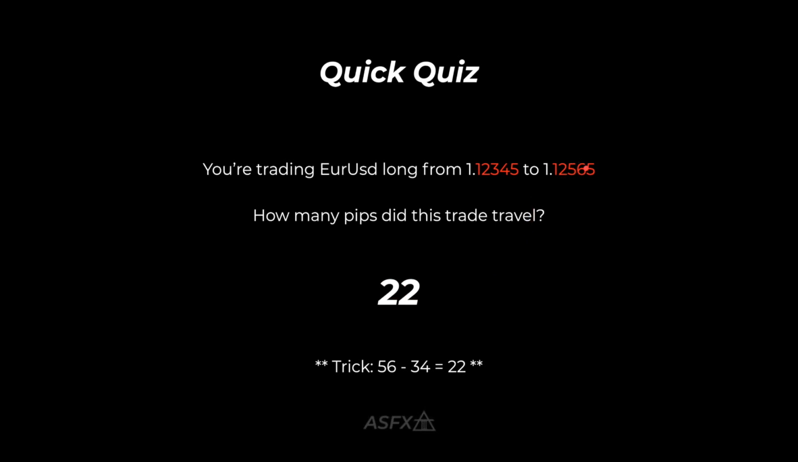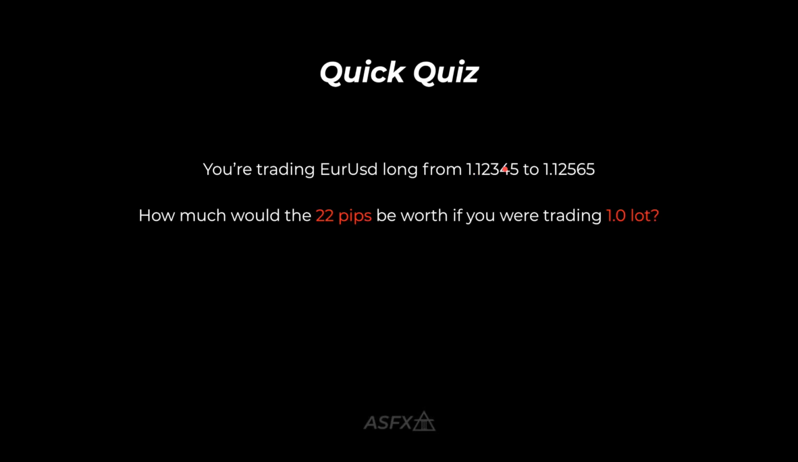So when you multiply where it went to where it was, you can easily get how many pips it traveled. 56 right here minus 34, because the 5 on the end didn't even change. And even if it did, personally, I wouldn't even add that into the equation. It's just a fraction. So I'm really just worried about the digits starting from that second digit to the right. Another question for you here.